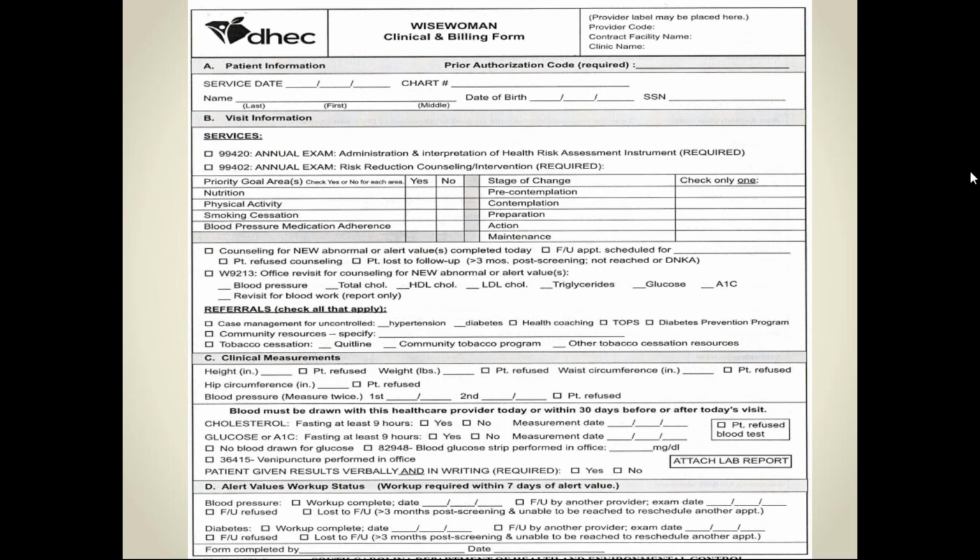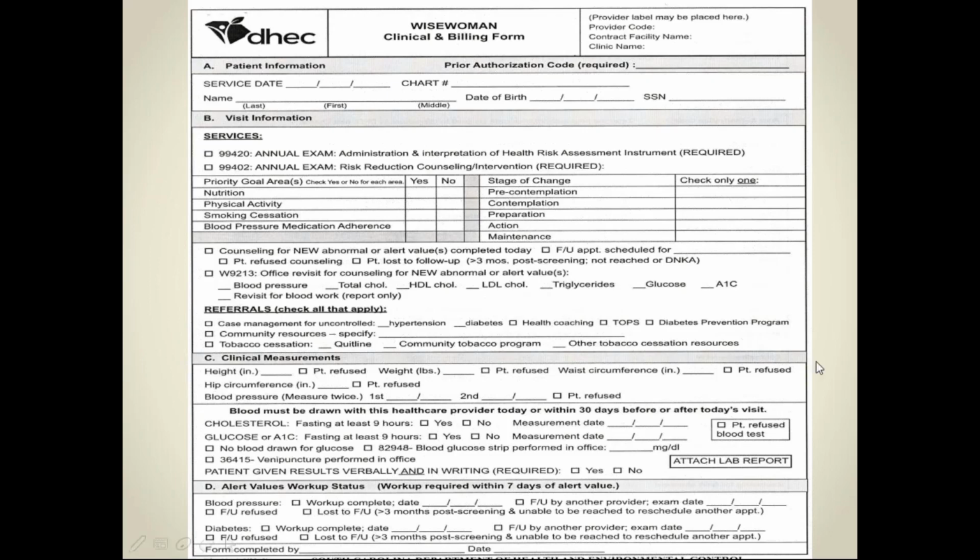We need the patient information, but you would only check the W9213 and send that clinical and billing form in to us. We don't need all the lab. We don't need the priority goals when you're doing a revisit. We just need a revisit.